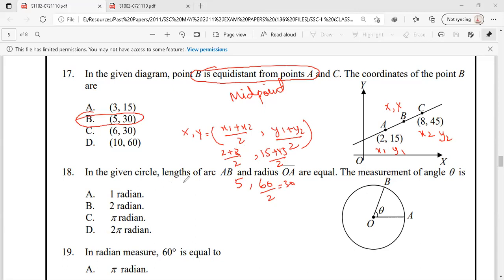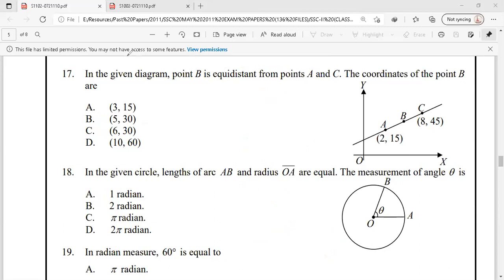In the given circle, the length of the arc AB and the radius are equal. So this is the radius, and this arc length is also equal to the radius of the circle. We know that the relation between them is L equals R theta, and theta equals L over R. If these two are equal, the ratio would be equal to 1 radian. So the correct answer is option A.